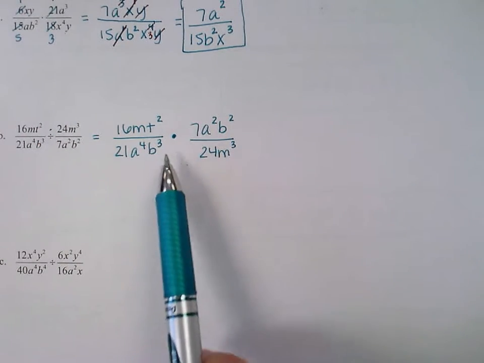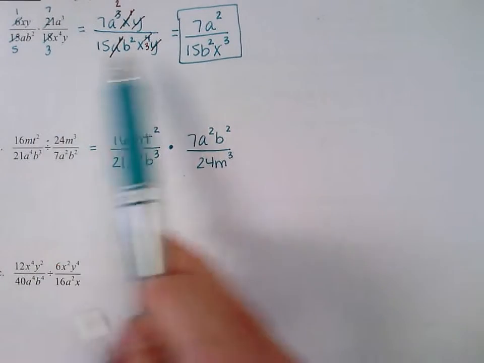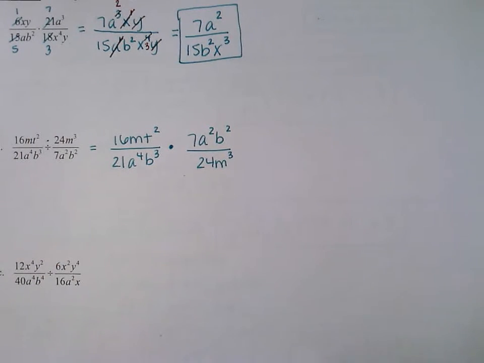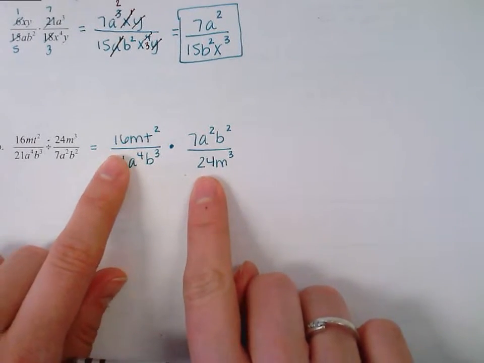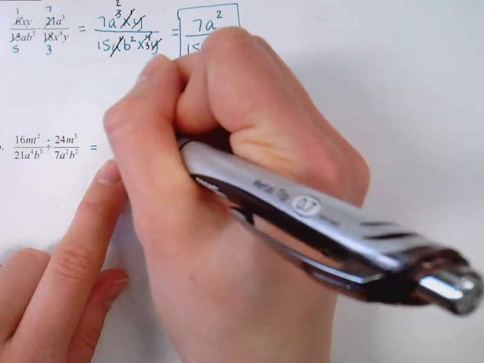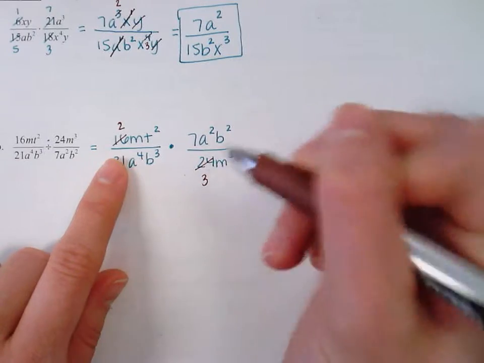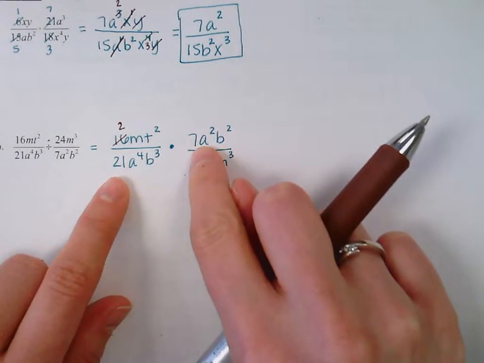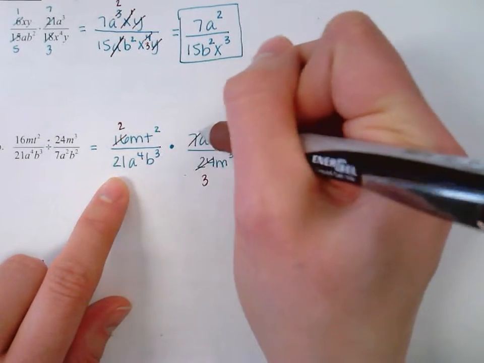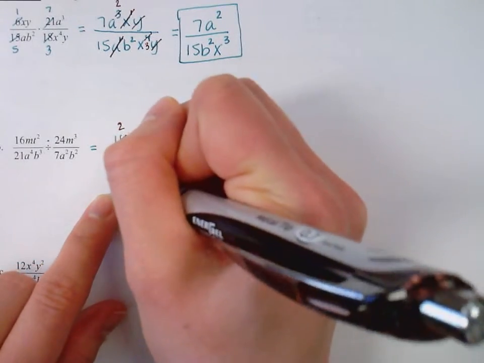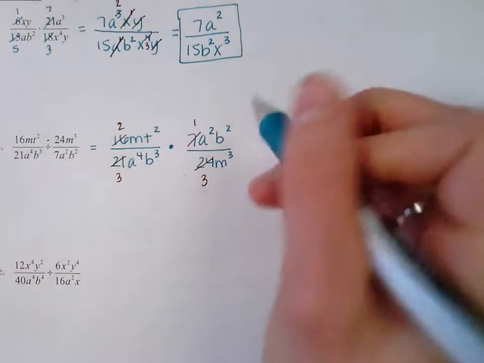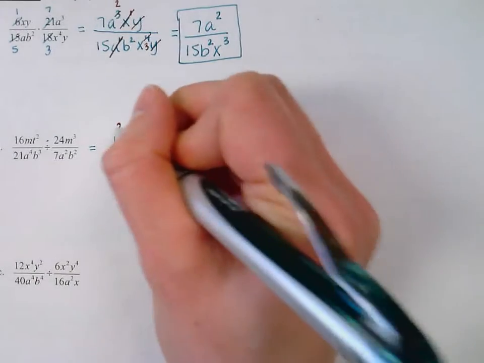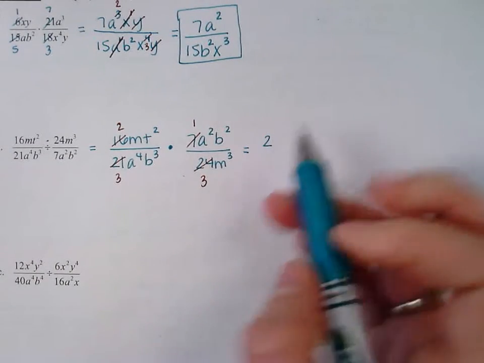Now that I've changed it to a product, I can do exactly what I did up above. So I'm going to look at the 16 and 24. I can divide those both by 8. So the 16 is 2, the 24 is 3. The 21 and 7, I can divide both by 7. So 7 becomes a 1, 21 becomes a 3. So if I multiply across, 2 times 1 is 2.